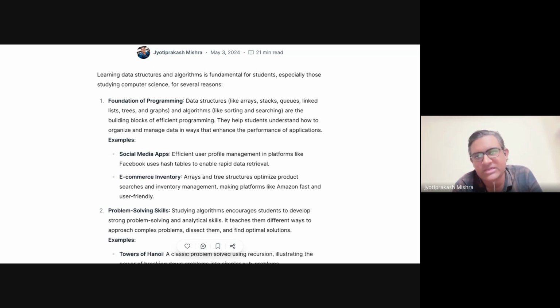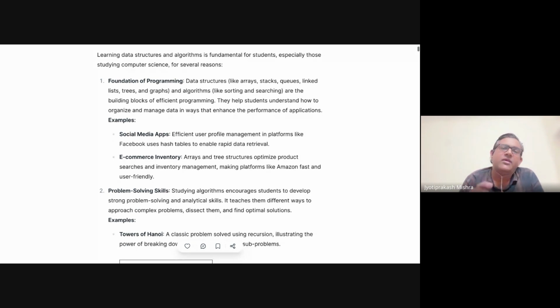Amazon would be out of business in 2 microseconds, right? You don't want that to happen. I mean, Amazon would not want that. So they will only hire people who have a strong foundation of programming, who know their stuff on data structures and algorithms really, really well. That is one of the biggest reasons why you need to learn DSA.